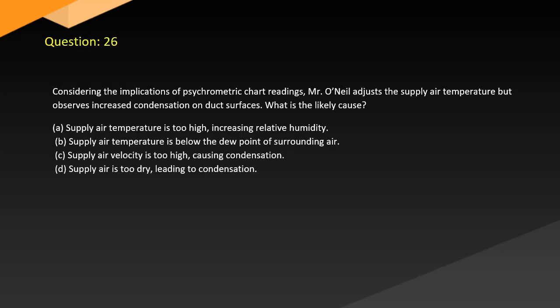Question 26. Considering the implications of psychrometric chart readings, Mr. O'Neill adjusts the supply air temperature but observes increased condensation on duct surfaces. What is the likely cause? A. Supply air temperature is too high, increasing relative humidity. B. Supply air temperature is below the dew point of surrounding air. C. Supply air velocity is too high, causing condensation. D. Supply air is too dry, leading to condensation.